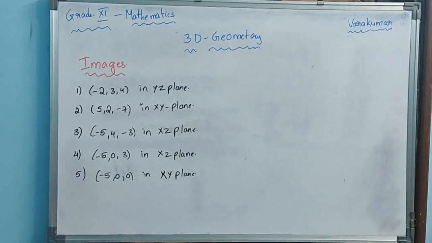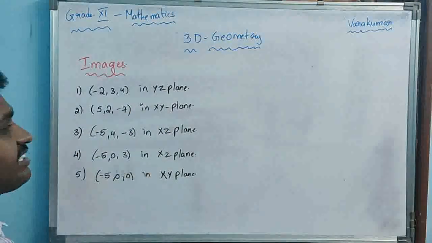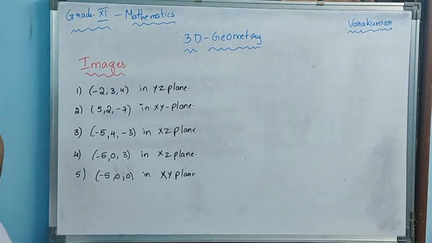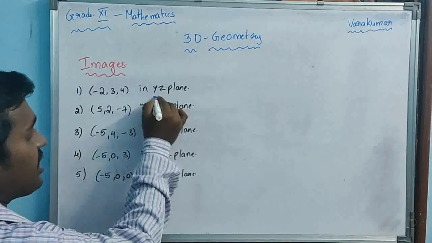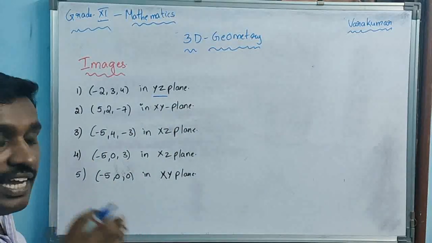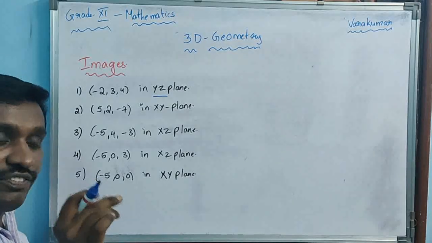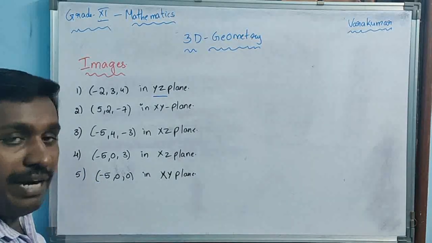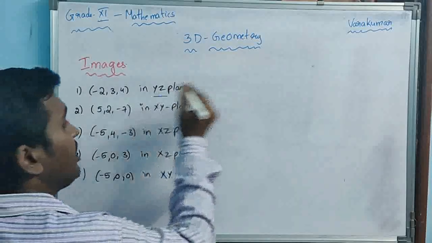Right. Some more concepts. How to find the images? With respect to the x axis, y axis, z axis. We have learned all these in 9th standard. Now, similarly, minus 2, 3, 4 in the yz plane, what is its image? See here, he said yz, right? Then which is missing? X is missing. So the value of x, you change it. If it is plus, make it minus. If it is minus, make it plus. So that will be the image.